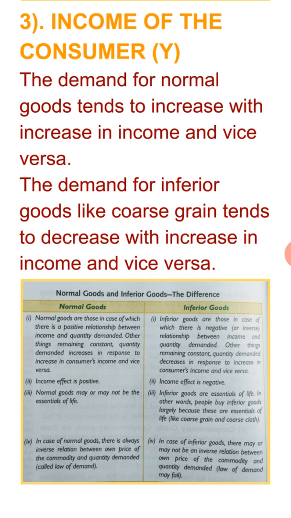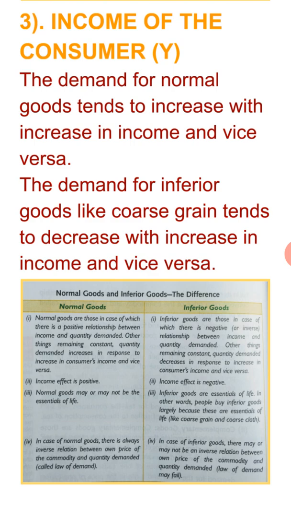See the difference between the normal goods and the inferior goods. Initially the definition is given, thereafter the income effect is told in the second point. Income effect of normal good is positive. As income will increase, the consumption of normal good will also increase. And if we talk about the inferior good, then it is negative. As soon as income will increase, the demand for the inferior good will decrease.